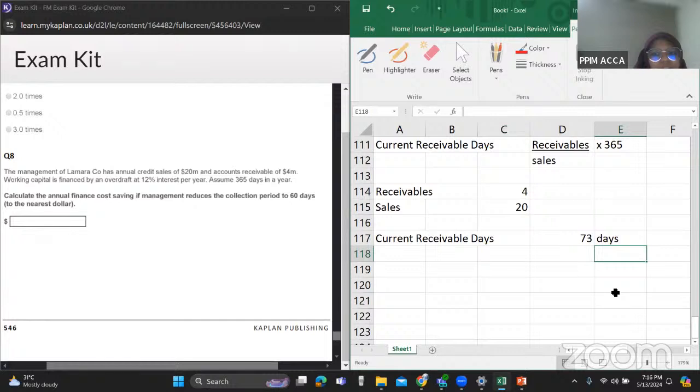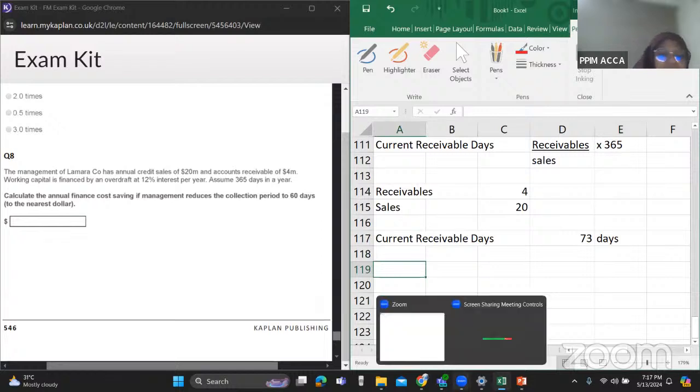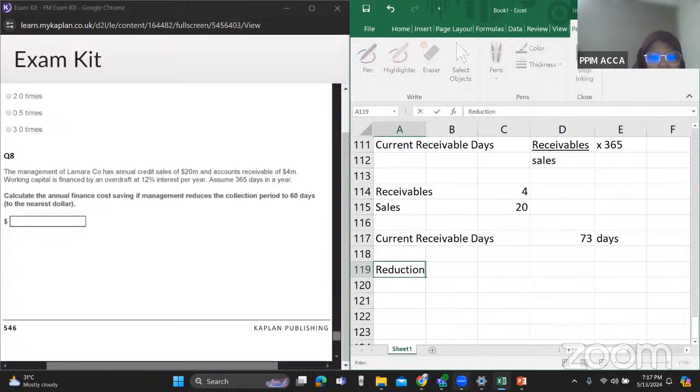Okay. Now, what am I going to do? I am going to reduce the receivable days to 60 days. I'm going to maybe give them a discount or even maybe force them to do something, make sure that they don't take 73 days and they take only 60 days. Okay, so how many days reduction are we talking about? So reduction in receivable days, that is, we're talking about 73 minus 60, 13 days. So they are going to pay me 13 days in advance.